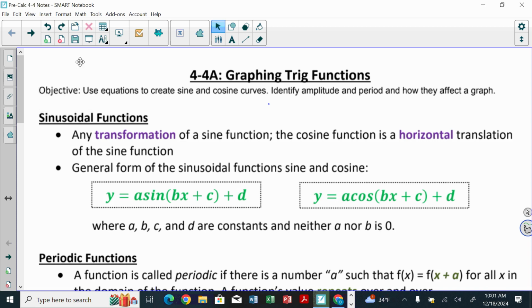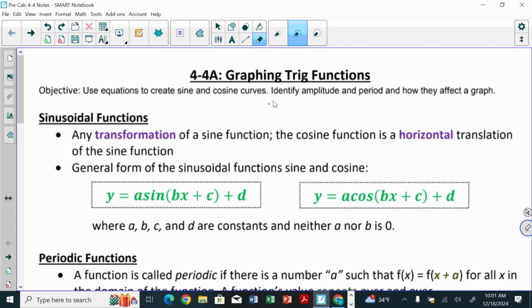All right, 4.4a, graphing trig functions. Let's talk about graphing trig functions, how to use the equations of the sine and cosine curves, and we'll identify the amplitude and period and how they affect a graph. We'll talk about that as we roll in here today. So we'll break this section into a couple pieces as well.